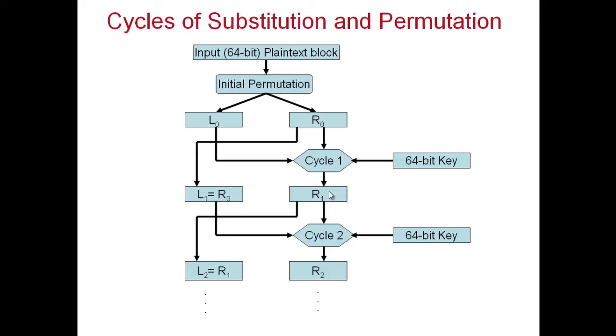we call it the right half R1. So the left half output L1 is the same as R0. So whatever is R0 is the same as L1. Now L1 and R1 are fed to the next cycle as well as the key for that cycle 2. So then what you get out is R2, and L2 is the same as R1.